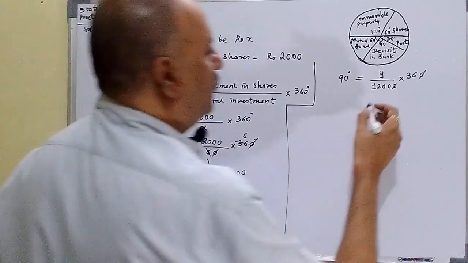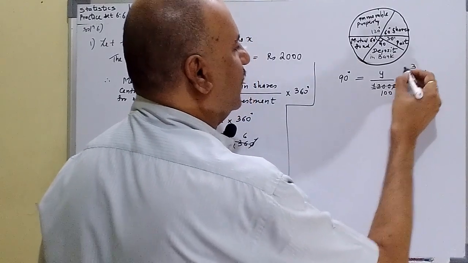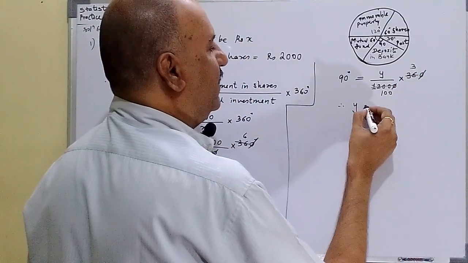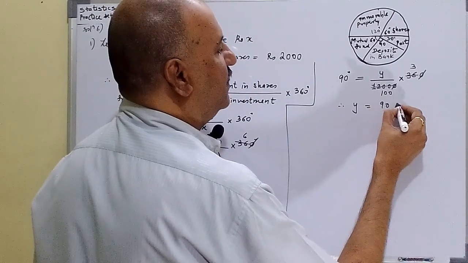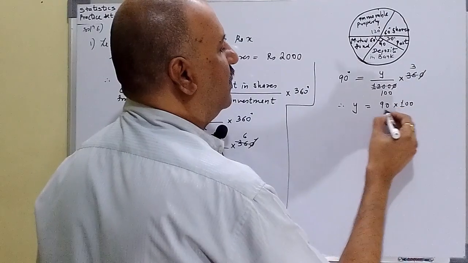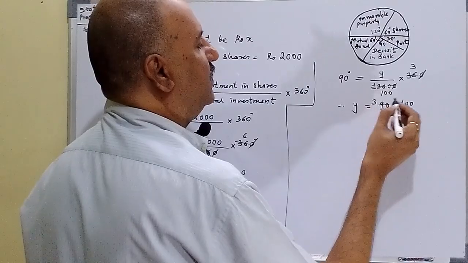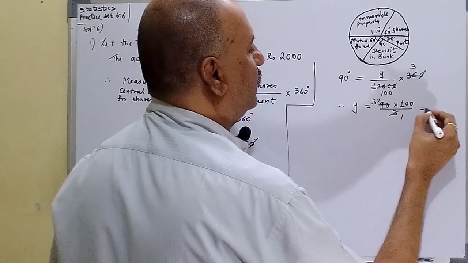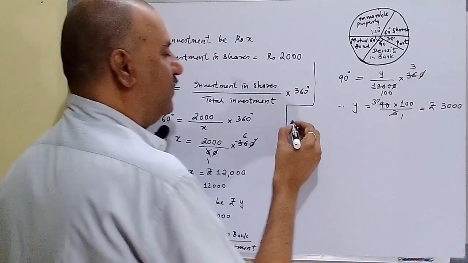Okay, 1200, 12 threes are 36. So what will be Y? Y will be, cross multiply, 90 into 100 upon 3. So 3 ones are 30, 3 tens are 30. So this is rupees 3000.